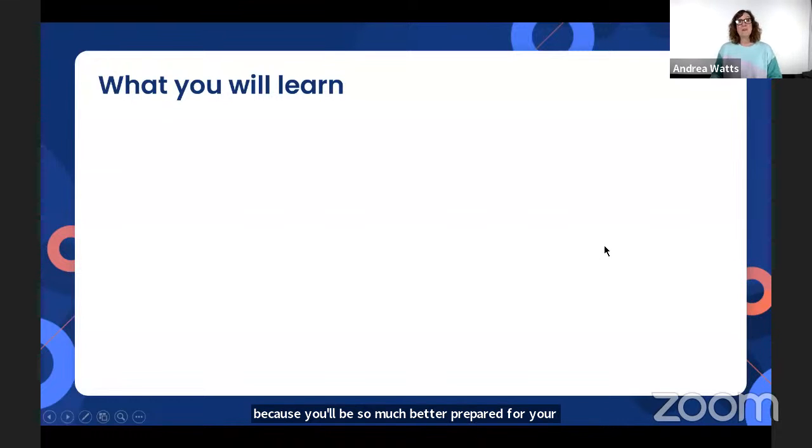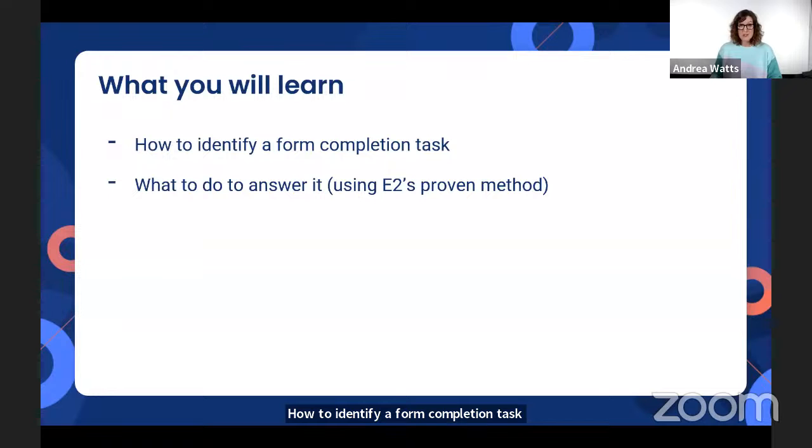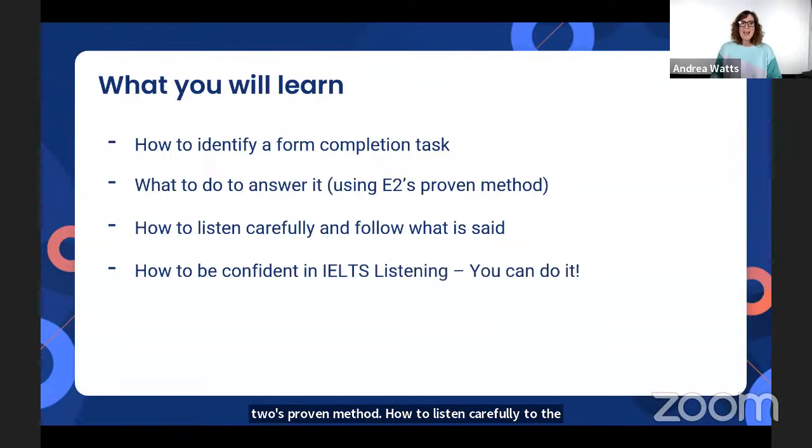So let's have a look at what you'll learn in this class. How to identify a form completion task. What to do to answer a form completion task using E2's proven method. How to listen carefully to the audio and follow what the speakers say. And most importantly, how to be confident in your IELTS listening. You can do it.